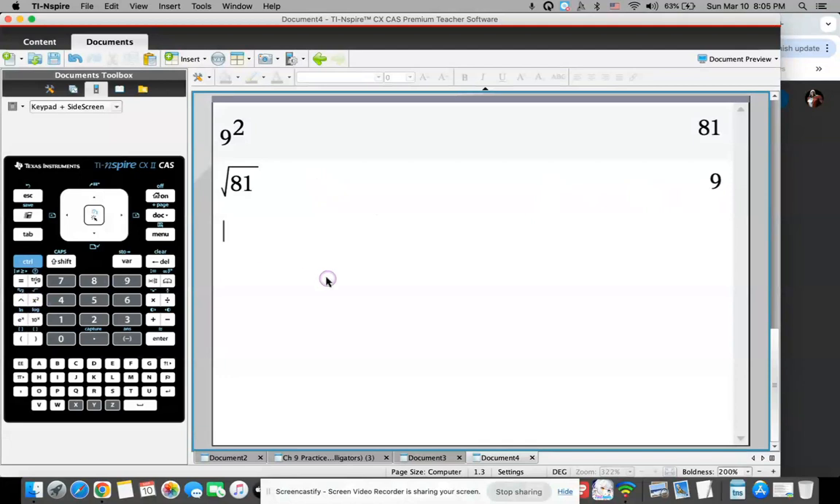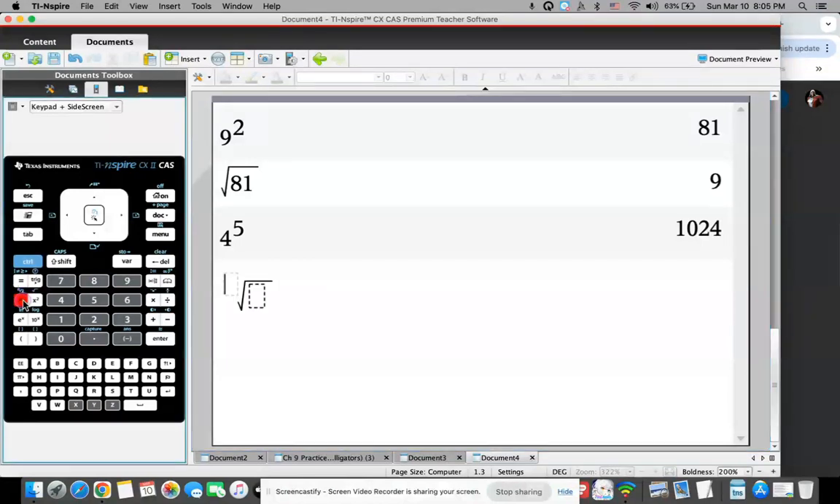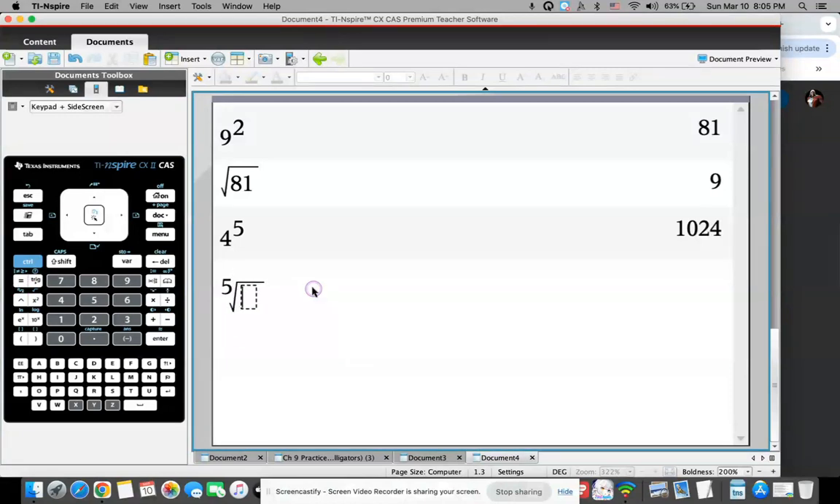Let's try it with some other power. What if I took 4 and raised it to the 5th power? I get some number. Again, if I want to undo that, I would go to the root and do the 5th root of this number, and I would go back to 4. So the 4 is kind of the base. The power and the root undo each other in this case, right?